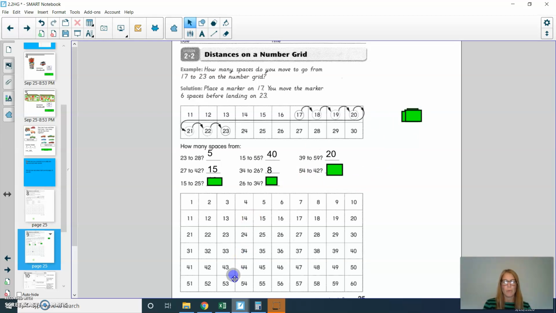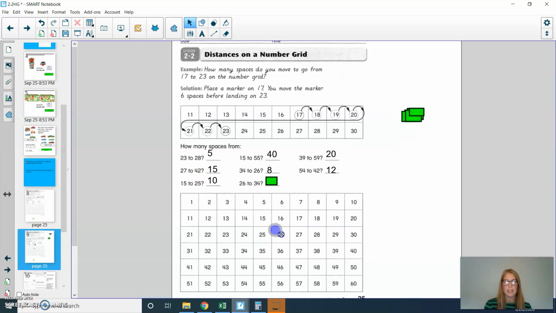From 54 to 42, I could go from 54 to 44, which would be 10, and then I would have 2 more, 11, 12. So from 54 to 42, it took me 12 spaces. From 15 to 25, that's a nice jump. I can see it's just 1 below, so it'd be 10.